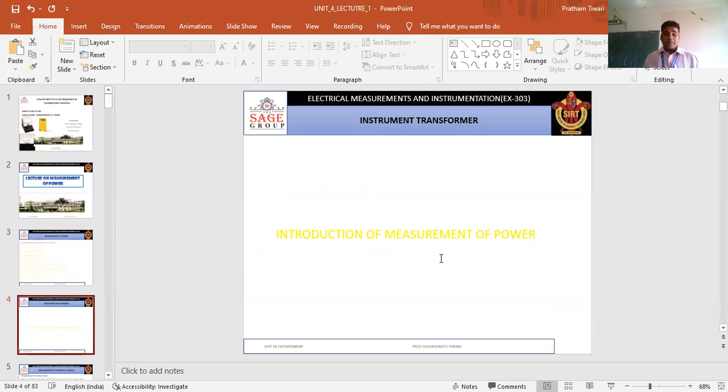तो हम ये देखते हैं introduction of measurement of power. So we have to discuss the measurement of power. There are two types of power we can use in AC circuits and DC circuits. The power measured in a DC circuit is called DC power. The power measured in an AC circuit is called AC power.